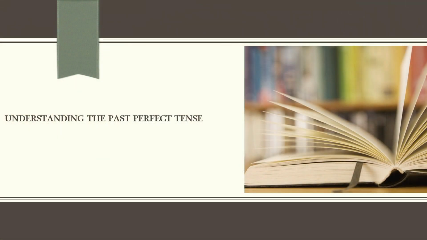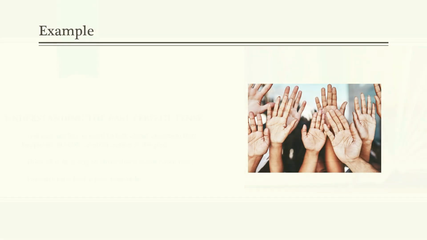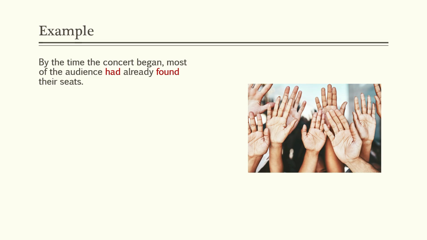So let's start by understanding what the past perfect tense actually is. The past perfect is used to talk about an action that happened before another action in the past. Think of it as a way to show which event came first. The structure is simple, had plus the past participle. Let's take a look at this example. By the time the concert began, most of the audience had already found their seats.